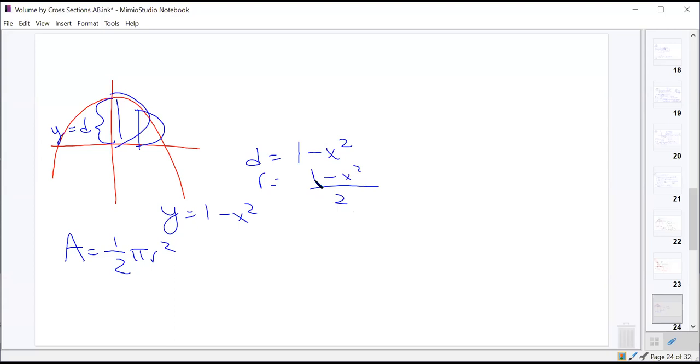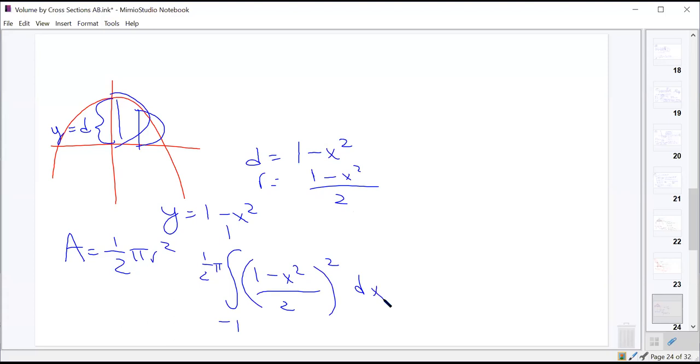1 minus x squared over 2. And so then our integral just becomes, since we're doing this one in terms of x, because it's perpendicular to the x-axis, we're going from -1 to 1. I've got a 1/2 pi that I can pull out front. The r squared is (1 minus x squared over 2) squared dx.